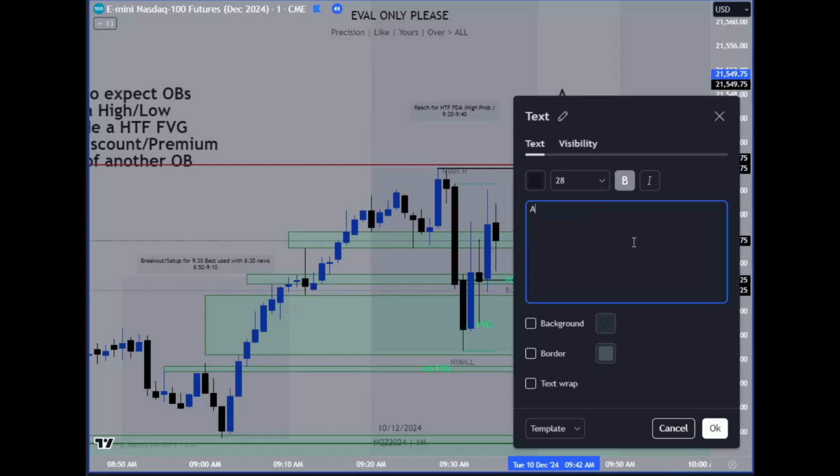So after an OB is formed, so after an order block is formed, what happens after? We either get another OB, which is a propulsion block, or we get a fair value gap or an inverse fair value gap, or we take liquidity.